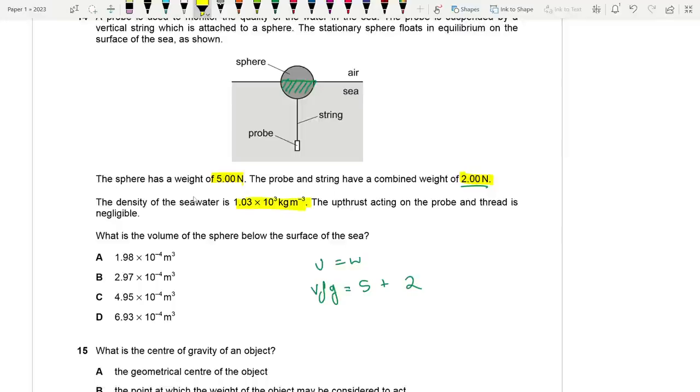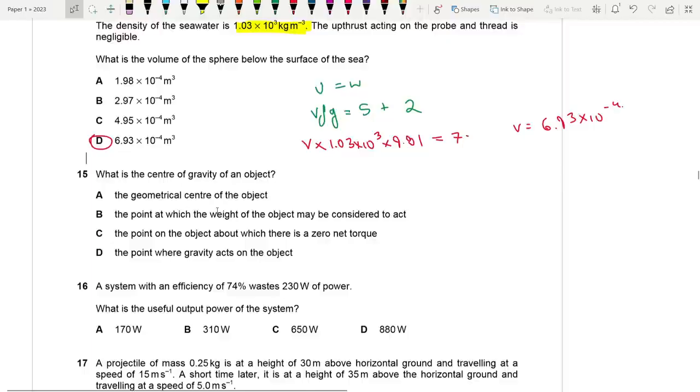And this is the density. So in V rho g, V is the volume of the sphere that is immersed, rho is the density of the fluid in which it is immersed, g is 9.81, and on the weight side we have all the downward forces. So the answer is 7 divided by 9.81 times 1.03 times 10 to the power 3. I get an answer of V equal to 6.93 times 10 to the power minus 4. Do we have that? We do. So 14 is D.